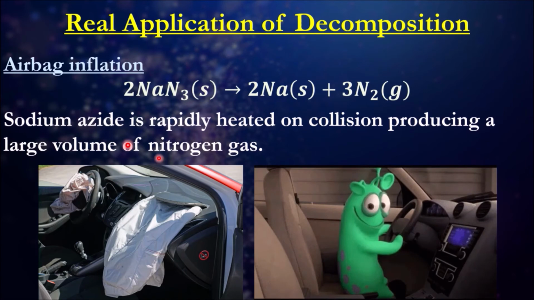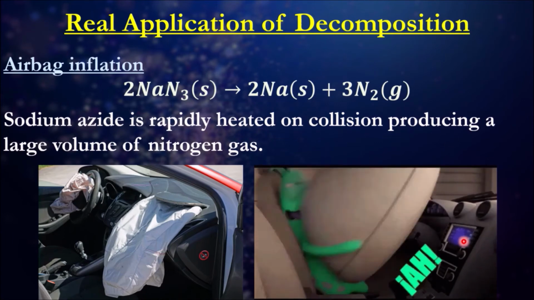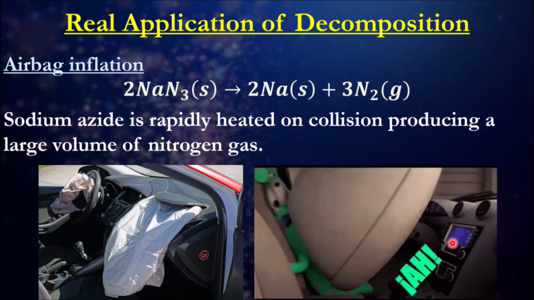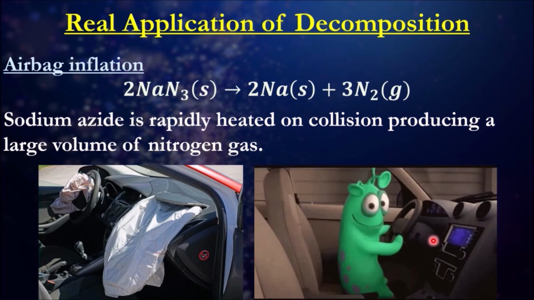Our example number 3 is the airbag inflation. So we have a thing called sodium iodide, which rapidly heats up upon collision. Now, just for your own information, for an airbag to be ignited, you need to be traveling at about 20 to 25 kilometers per hour in that collision.